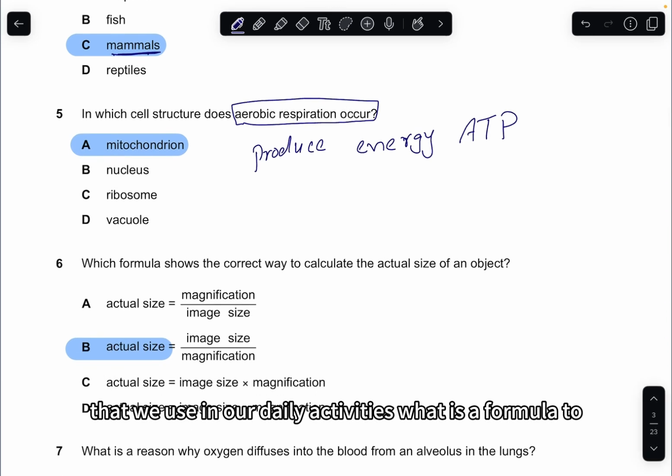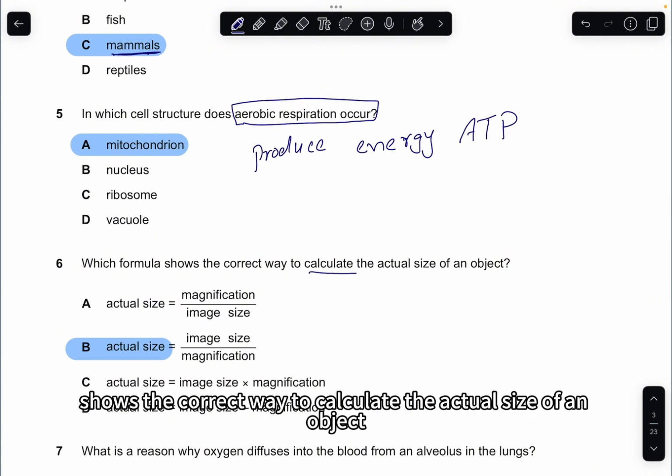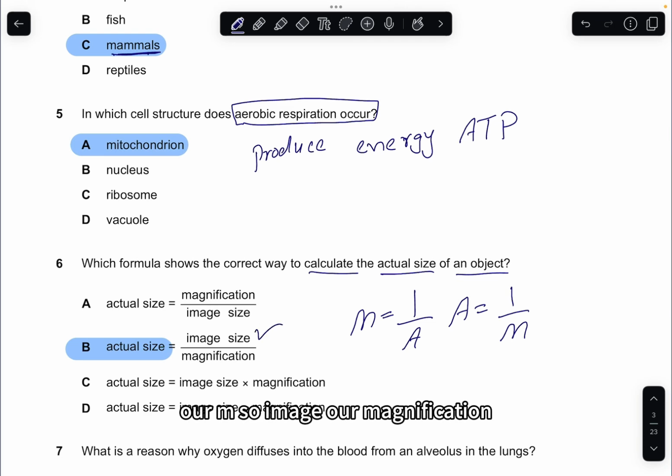Which formula shows the correct way to calculate the actual size of an object? Magnification is I over A, so actual size is equal to I over M, so image over magnification. So the answer is B.